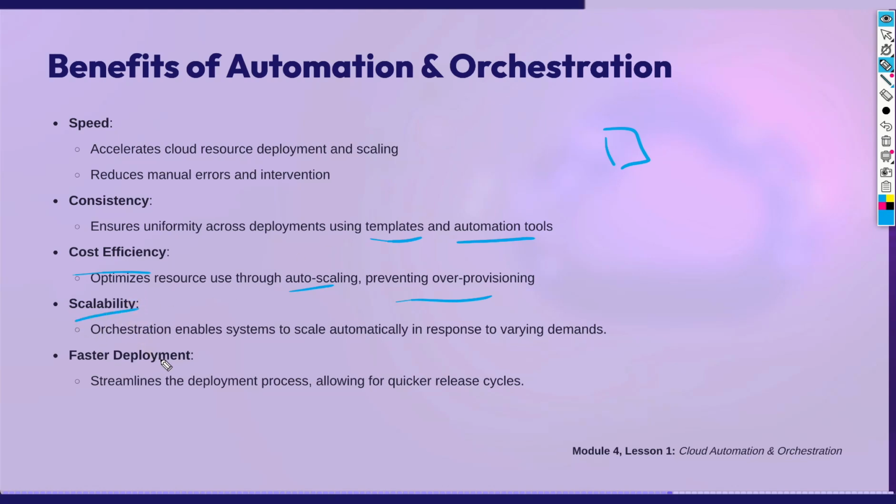Fourthly, you have scalability. So orchestration enables your systems to scale automatically in response to the varying demands or varying usage within your application. All right. So this is one of the biggest benefits of automation and orchestration. And finally, you have faster deployment. So having these templates, these automations, these orchestrations, it will streamline your deployment process, allowing for quicker release cycles, okay? So you can test, you can build, and then you can deploy a lot faster than if you were to do all of these things manually.